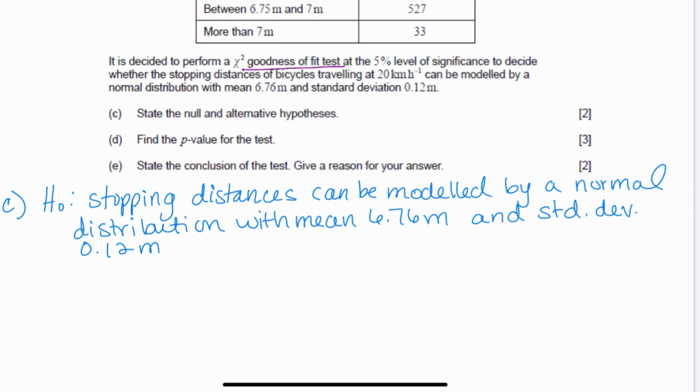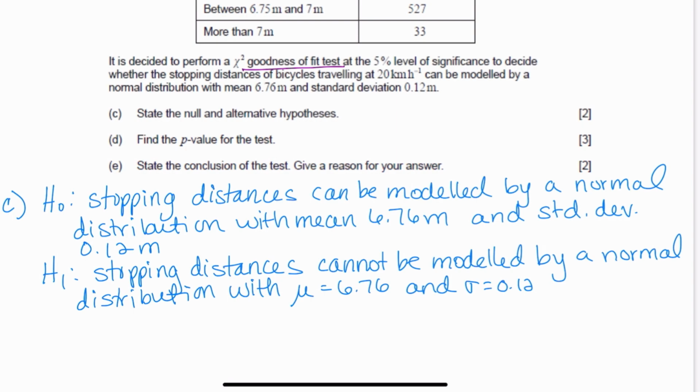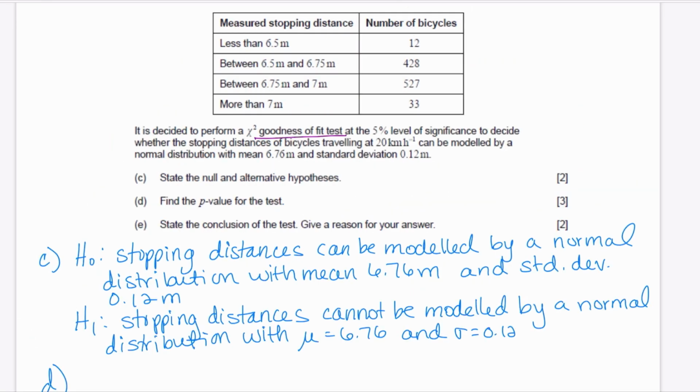So then the alternative hypothesis would say that stopping distances cannot be modeled by a normal distribution with mean 6.76 meters and standard deviation of 0.12. And then notice I went ahead and I used the symbols instead of writing it all out again, which is acceptable, by the way. Okay, then for part D, it says to find the p-value for the test. So we are ready to put this into our calculator.